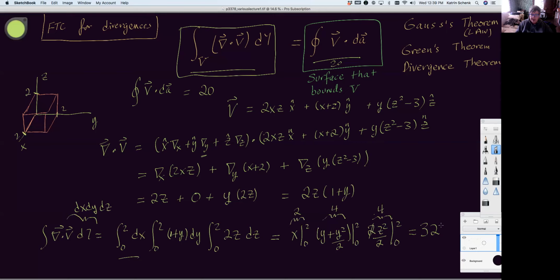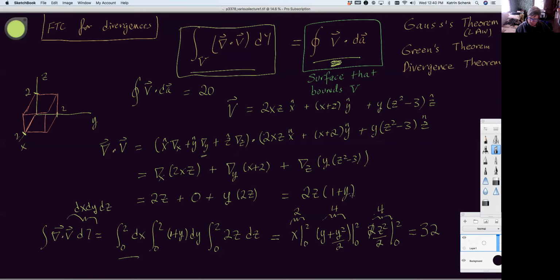So figure out if I did something wrong here, and I'm going to double check right now. Let's just go back. So I'm going to make sure that I wrote down the function correctly. Okay, we have 2xz, yes. X plus 2, yes. Y times z squared minus 3, yes. Okay, we're good on that. The derivatives, let's see. This will be 2z, that is correct. Yeah, 2z, yes. Okay, this one will be 0, okay. And this one here will be 2z times y, right? Because if we multiply this out, we'll get y times z squared minus 3y. That's not going to have a derivative with respect to z. Okay, so I think that's all right.